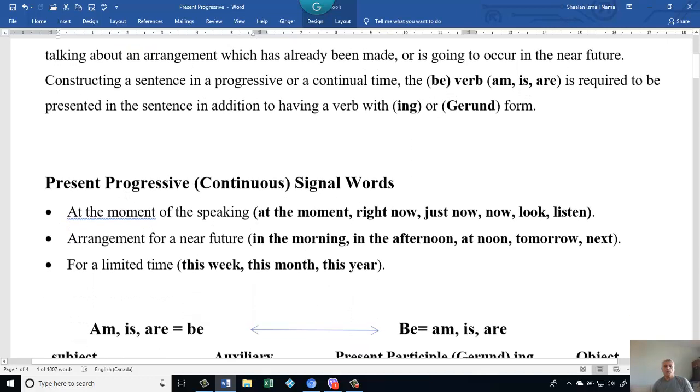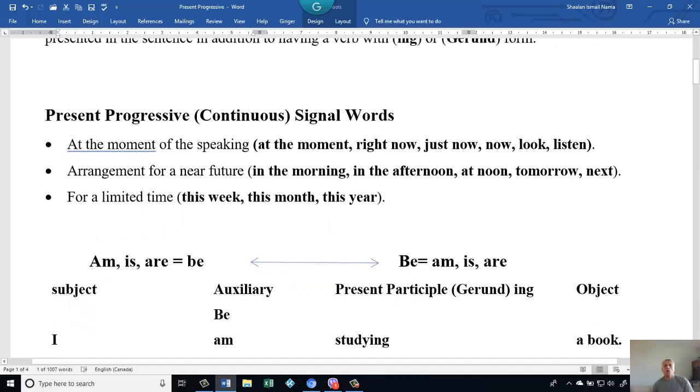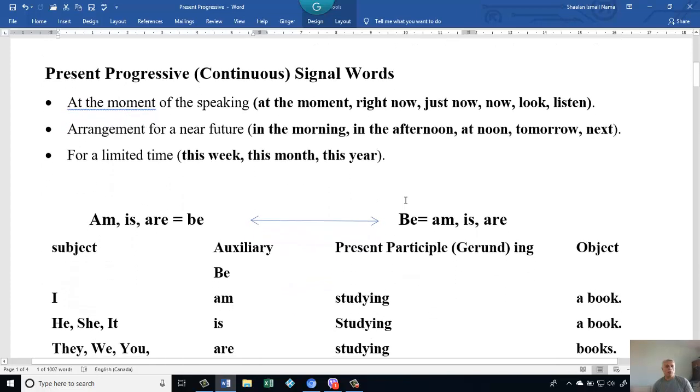When we construct the present continuous or present progressive, there are some signal words. For example, at the moment of speaking, we use: at the moment, right now, just now, now, look, listen. For an arrangement in the near future, we use: in the morning, in the afternoon, at noon, tomorrow, or next. For a limited time, we use this week, this month, this year.